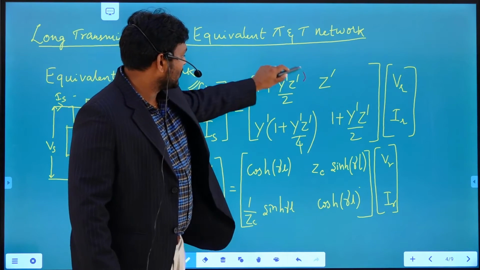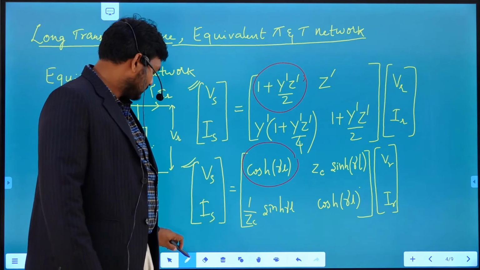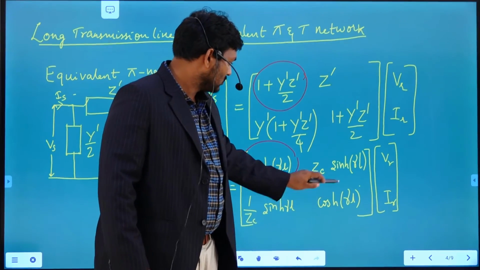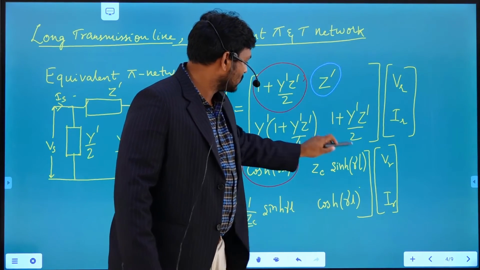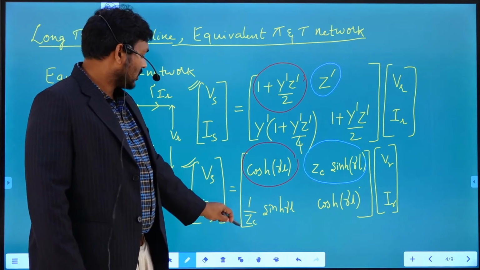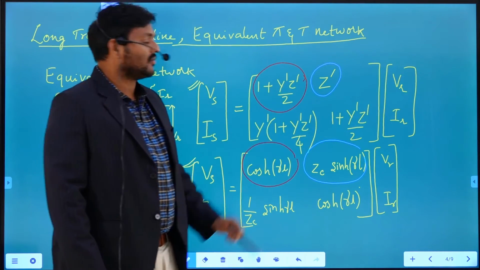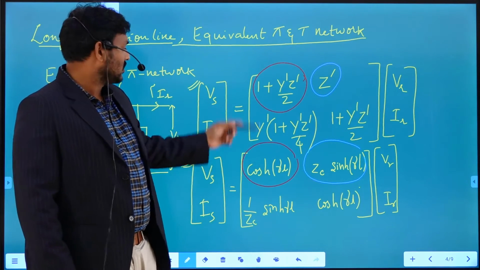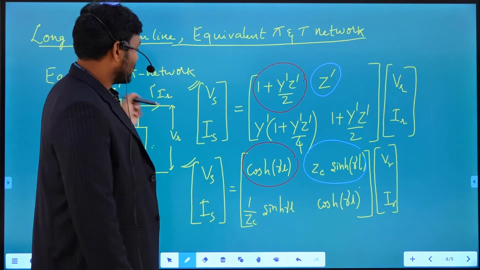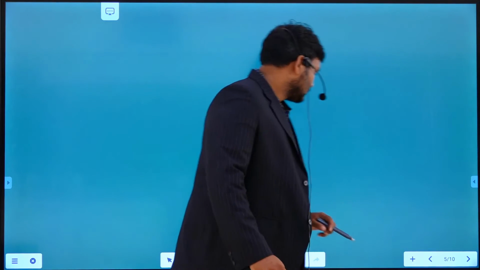That means this parameter A, 1 plus Y dash Z dash by 2, must be equal to cosh of gamma L. Similarly, this Z dash must be equal to Zc into sinh of gamma L. 1 by Zc sinh of gamma L must be equal to C, and cosh of gamma L must be the same as A. So now we will take these equations and derive the values of Y dash and Z dash in terms of the long transmission line parameters. Okay, let us see that.